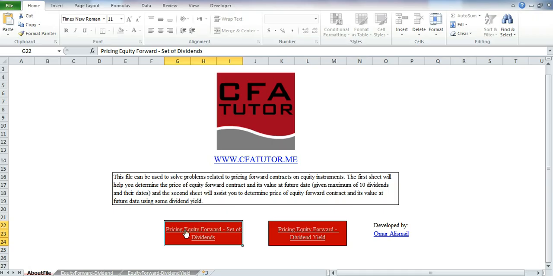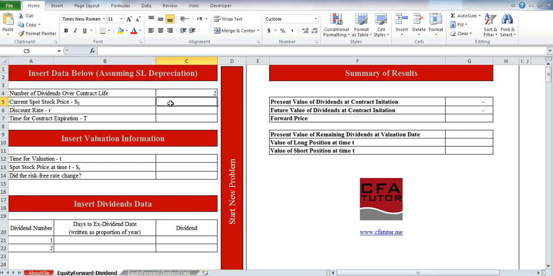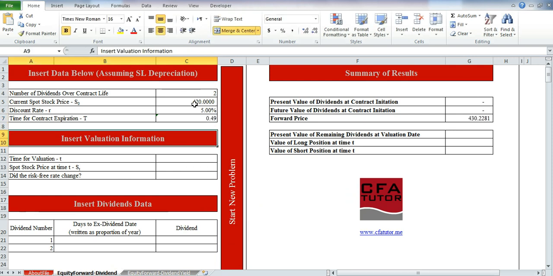So let's go over here and again enable the macro if it hasn't been enabled already. So the number of dividends, first of all, that we have over time is 2. This will create the schedule over here. And the current stock price is 420, the risk-free rate is 5%. And we have 180 over 365 in order to be specific.